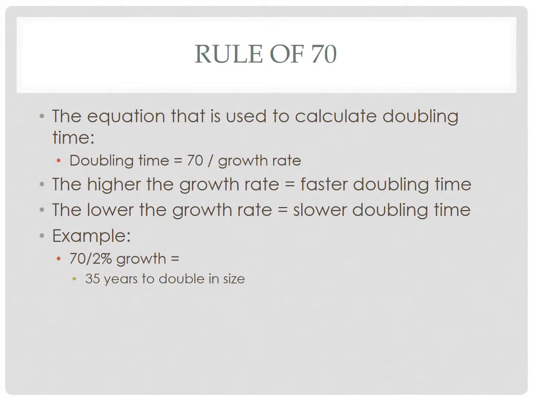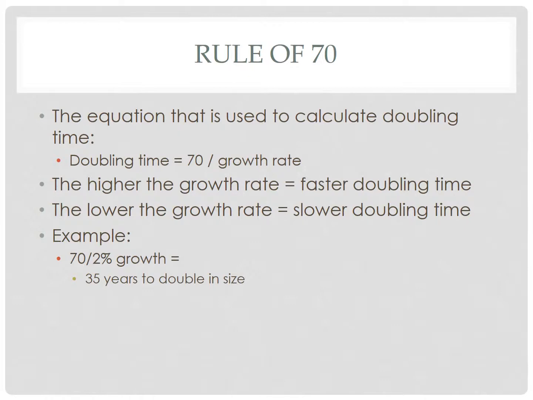So that way you have some basis for comparison. All right. So we already gave 2%. Go ahead and calculate what it would be for 1%. This one should be fairly simple. I'm not a math guy, but 70 divided by 1, that's still just 70. So it would take 70 years to double in size.